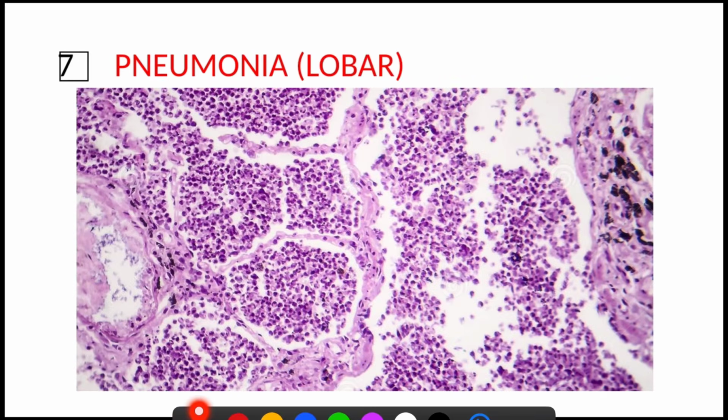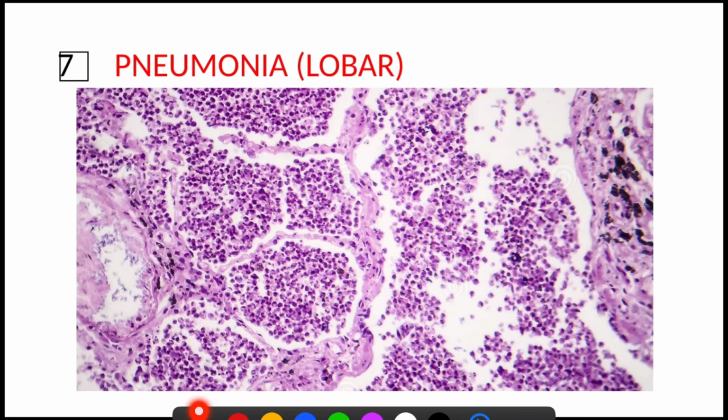Now, the next slide is pneumonia. So here in this section you can identify these are the alveoli. Alveoli are lined by type 1 and type 2 pneumocytes. Generally air is present in the alveoli, so normal lung shows a clear area in the alveolar lumen.